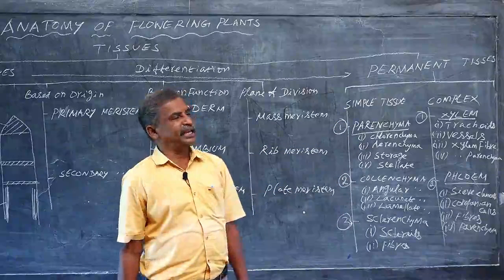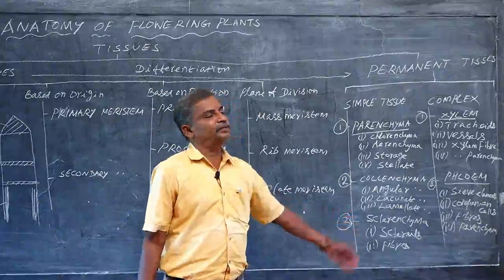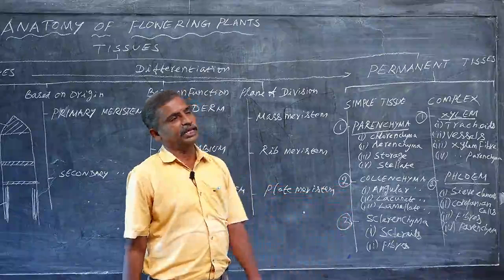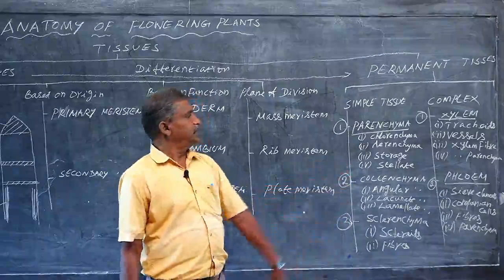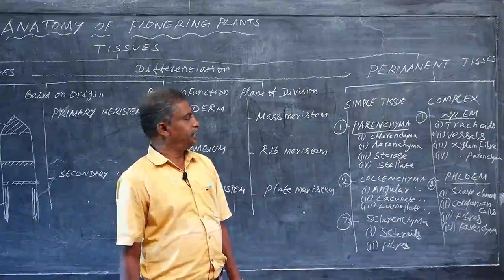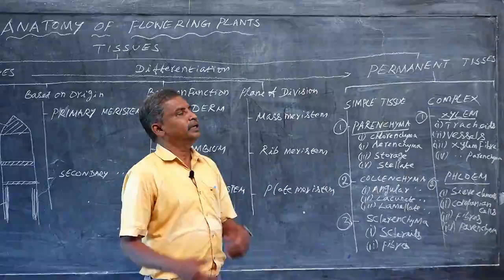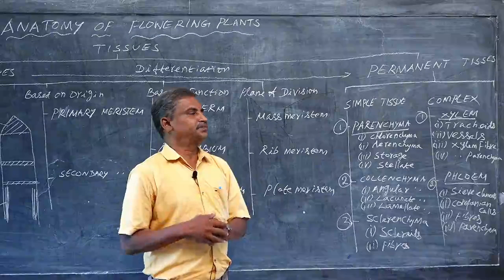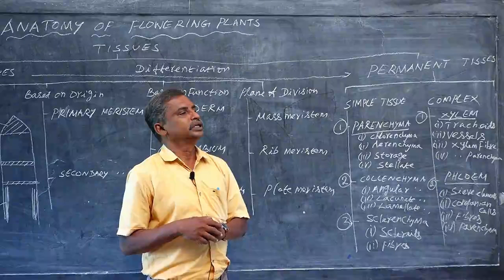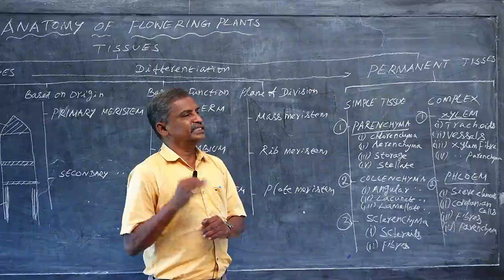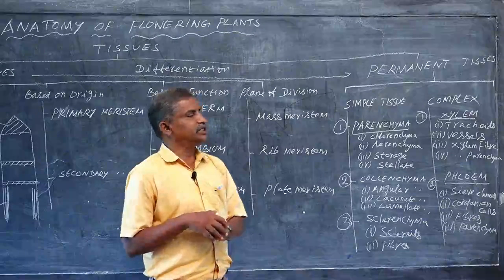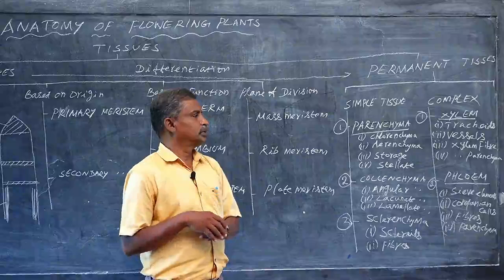Tracheids, vessels, xylem fiber: we already studied that fiber comes under sclerenchyma, and sclerenchyma is a dead tissue. Then the next complex tissue is the food conducting tissue, which is phloem. Why is phloem called a complex tissue? Phloem has four types of tissues performing the same function, namely food conduction. So, it is a complex permanent tissue.